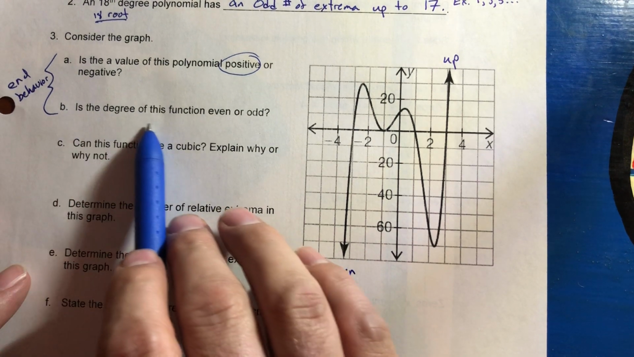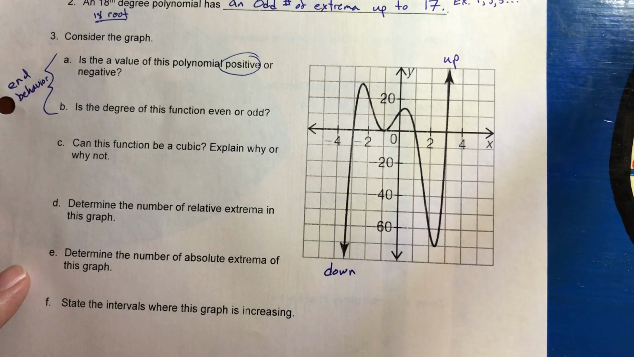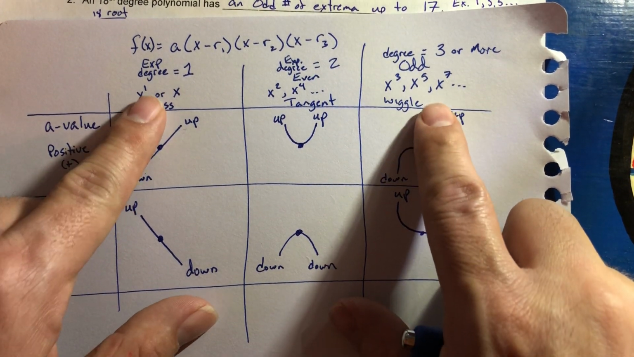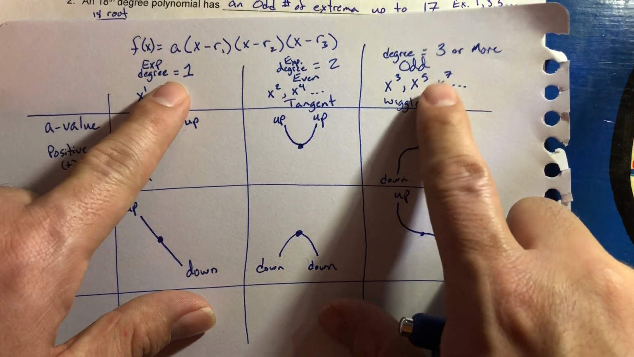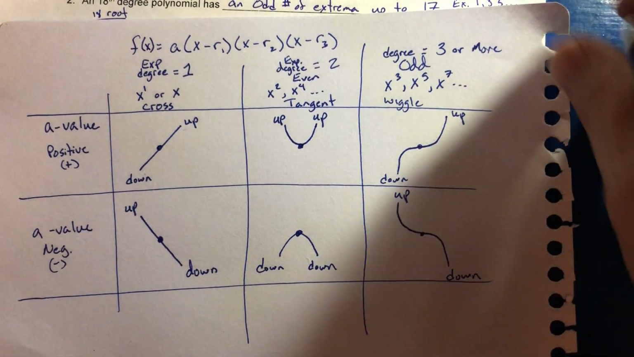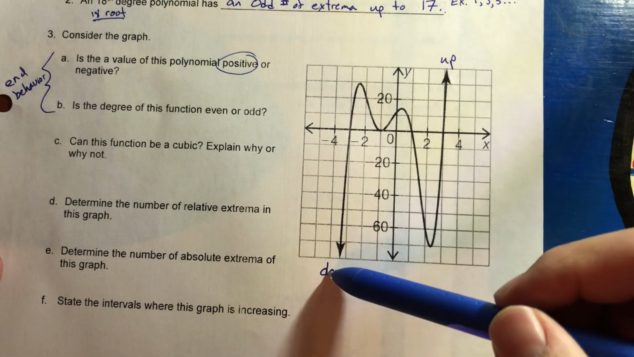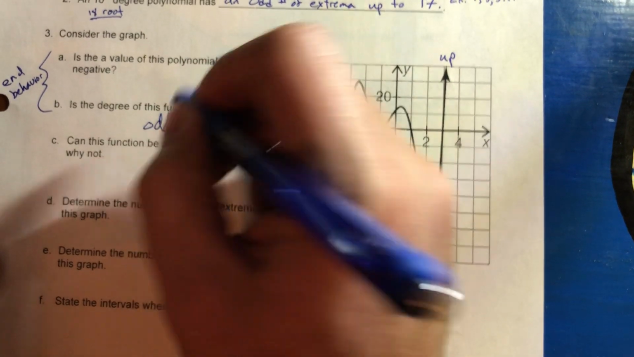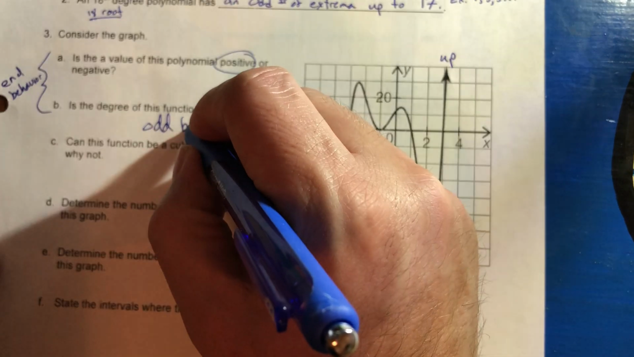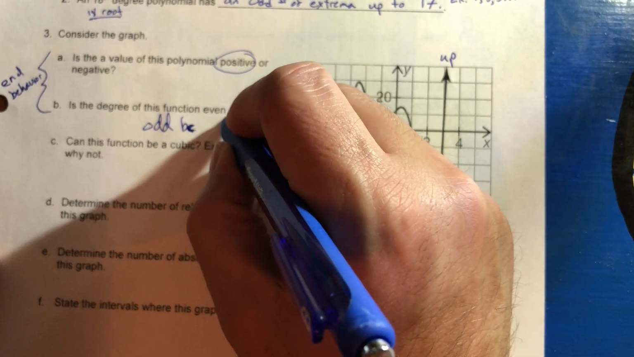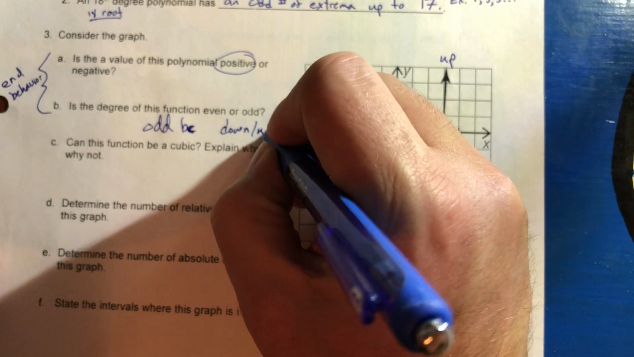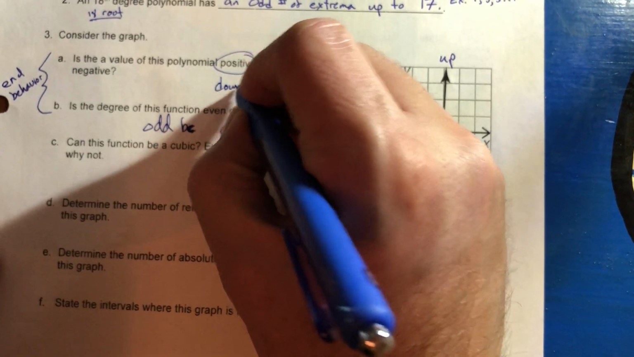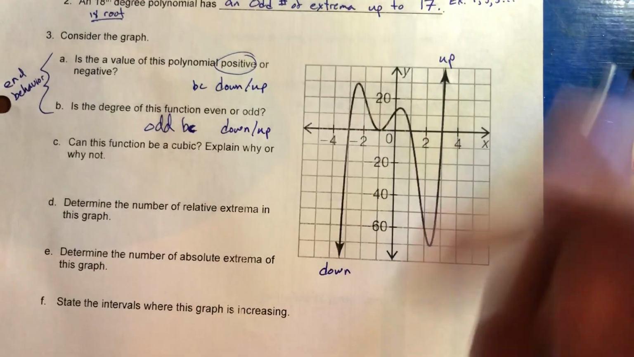And then it asks for the degree of this function. Is it odd or even? And so, again, I know it's going to be one of these two, so I look at the exponents. Here I have odd exponents, so this is going to be odd. Anytime it starts one place and finishes in the opposite, it's going to be odd. So this is odd, and I'm going to go ahead and say down up. So like the end behavior, down up. And same thing for over here, down up.